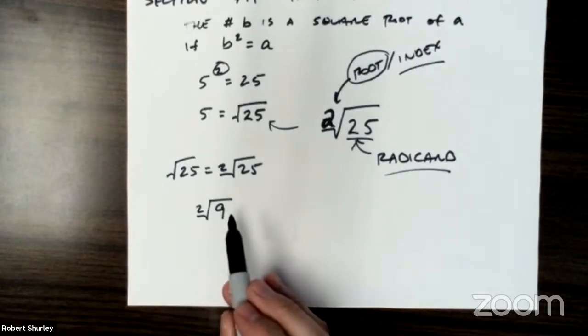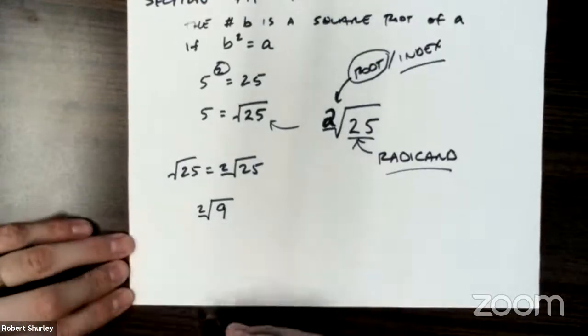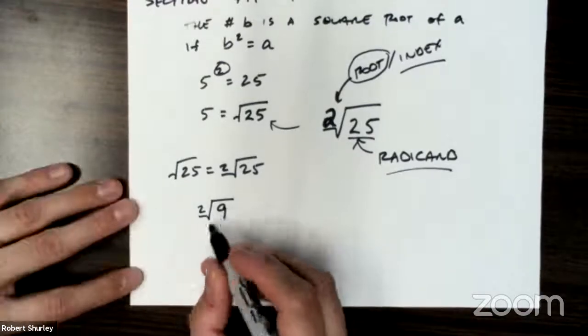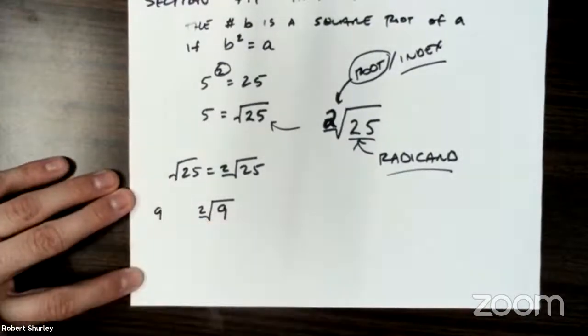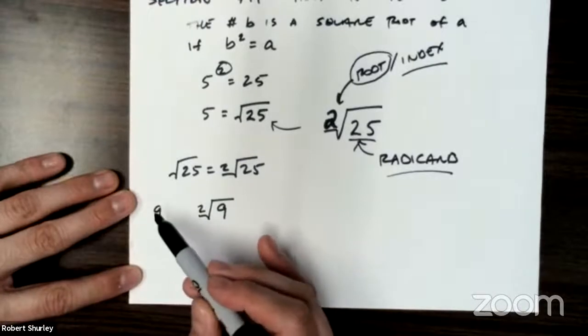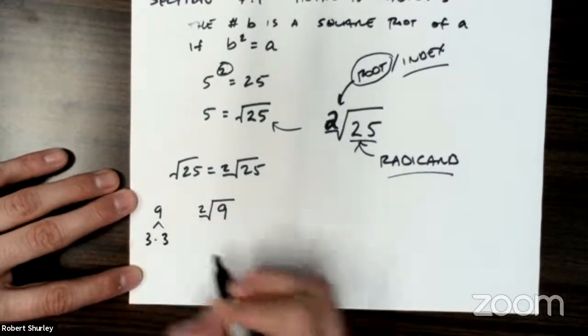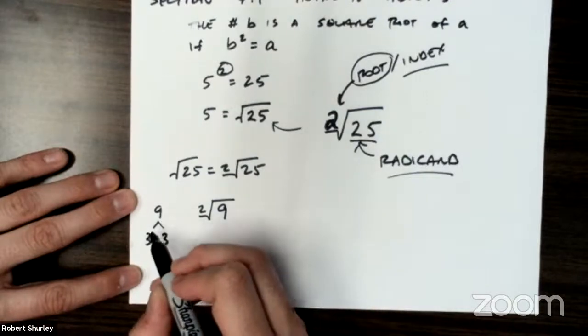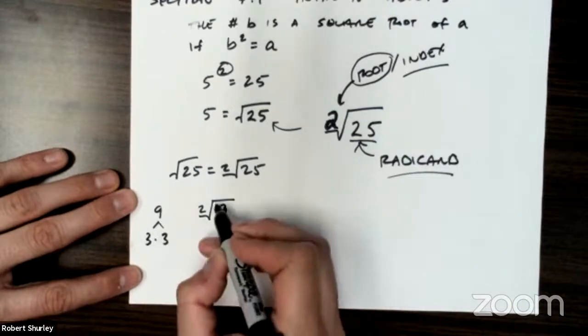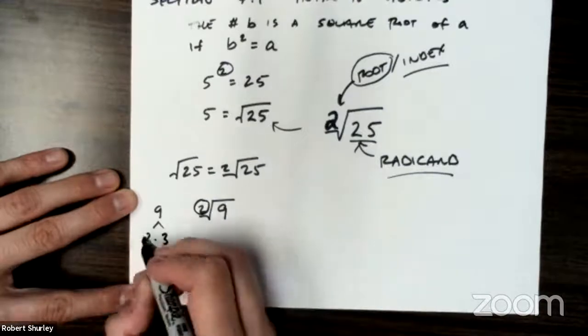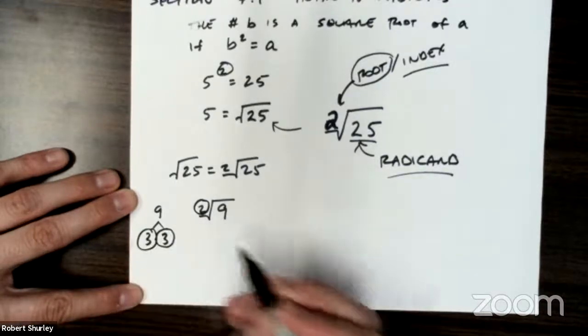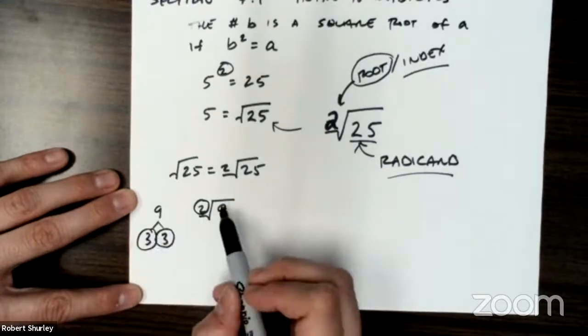Well, one way to show why it's 3 is by doing the factor tree on 9. The way you do a factor tree is you write the number on the side, and you think of all the numbers that multiply into 9. It is just 3 and 3, right? And because there's a pair of 3's here, and we're finding the square root, it means that the square root of 9 must be 3.